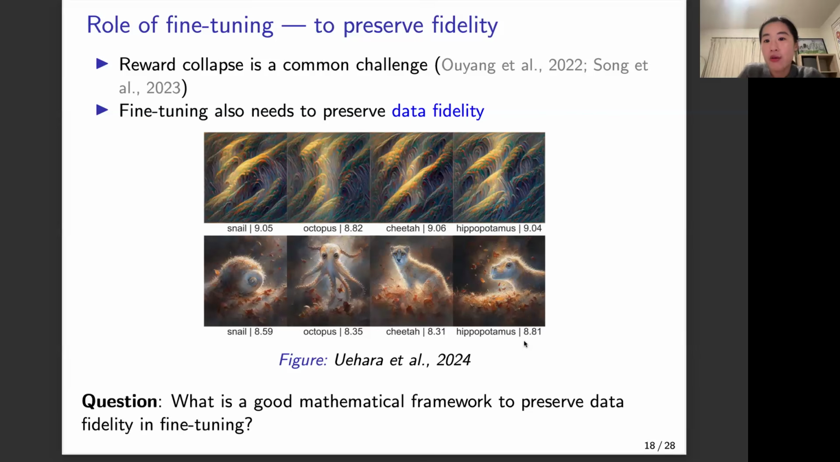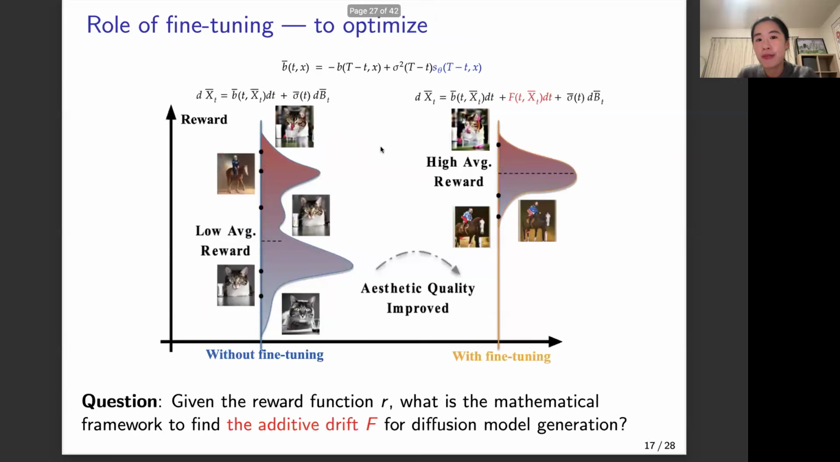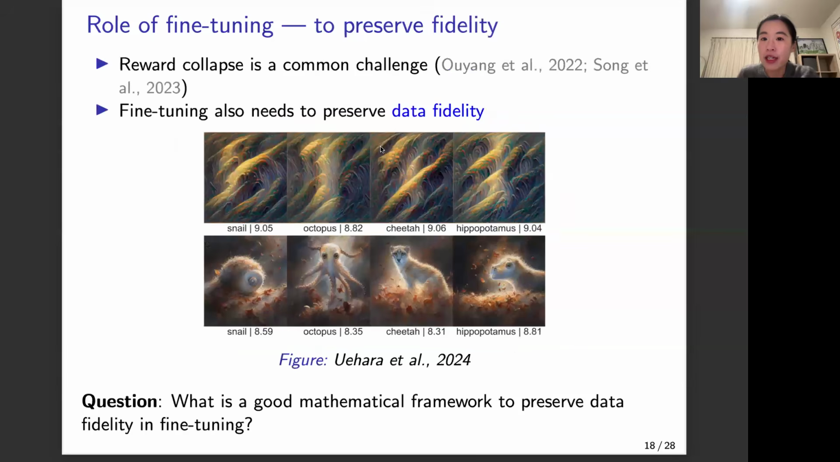So on one hand, we do want to optimize over the reward function, but on the other hand, we also want to preserve the data fidelity. We want to make sure that we are simulating something that is meaningful. Okay, so in order to balance these two aspects, one is optimizing over reward, the other is preserving fidelity.